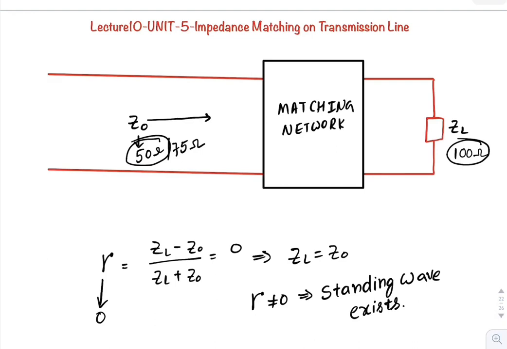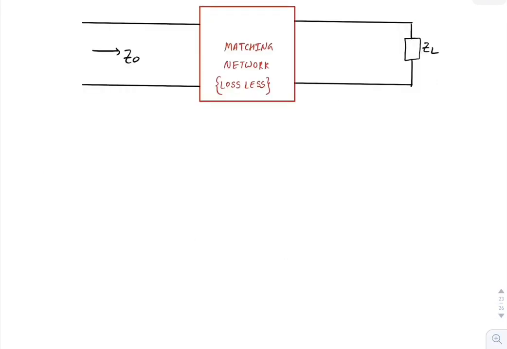Since this block is only used for matching these two impedances, theoretically this matching network should not consume any power. That means this matching network must be a lossless network. Let us see what the work of this matching network is. When you see from the transmission line point of view, the matching network has to give an impedance of ZO. Then I can say this transmission line and matching network are matched with each other.